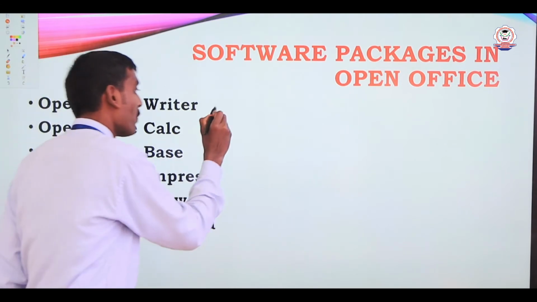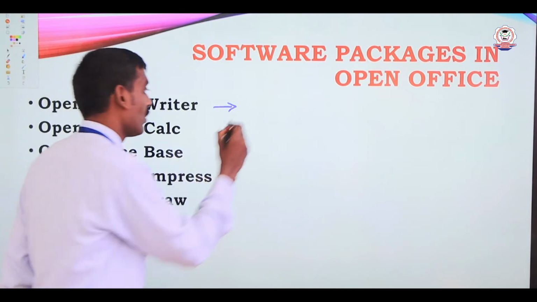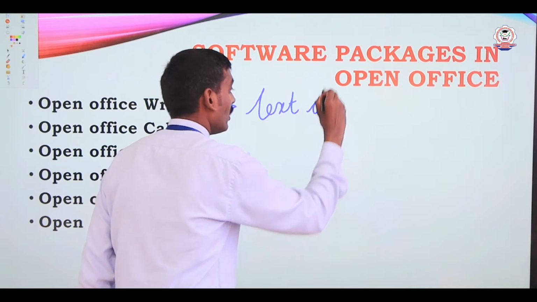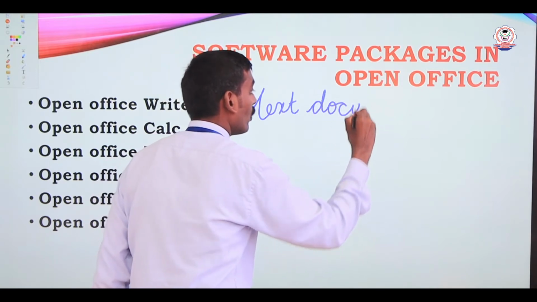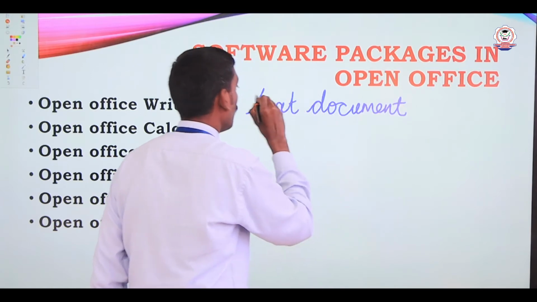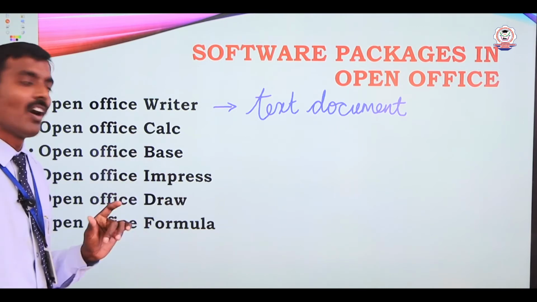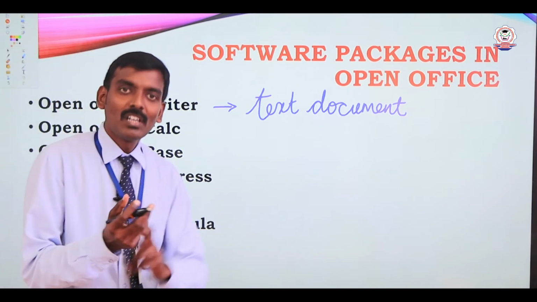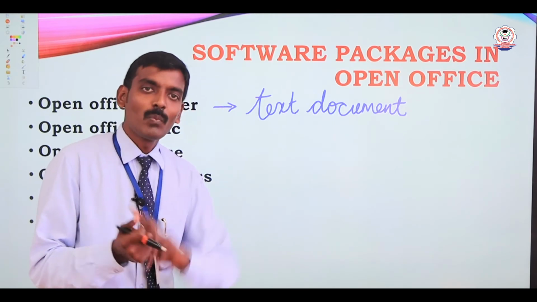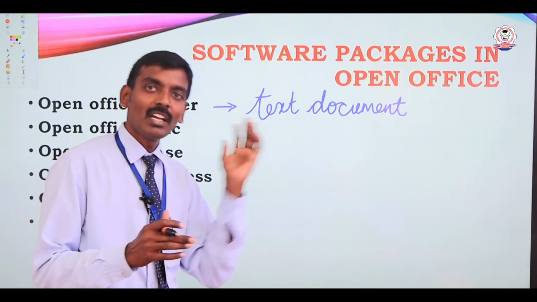What is the usage of OpenOffice Writer? It is used to create a text document. This text document is used for creating a question paper, typing a textbook or typing study material, whatever it may be. Just simply type some content and take a printout.